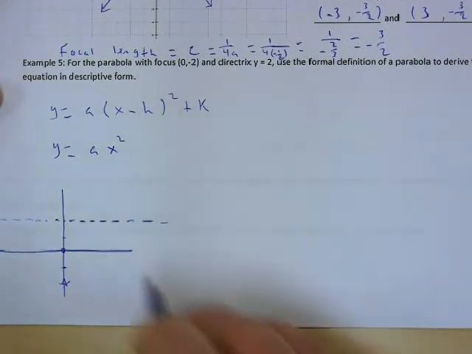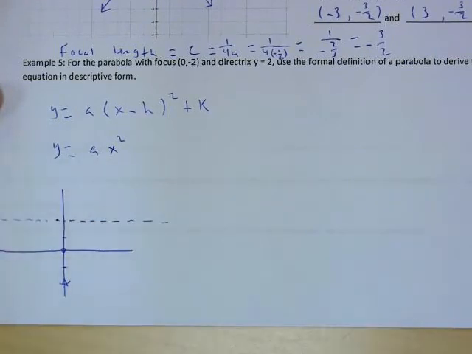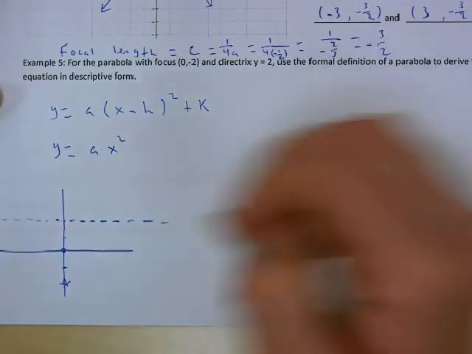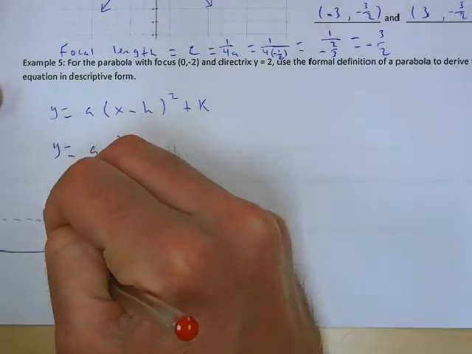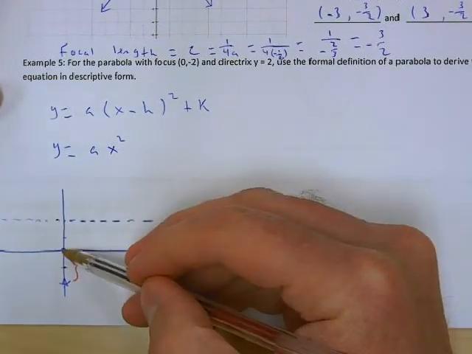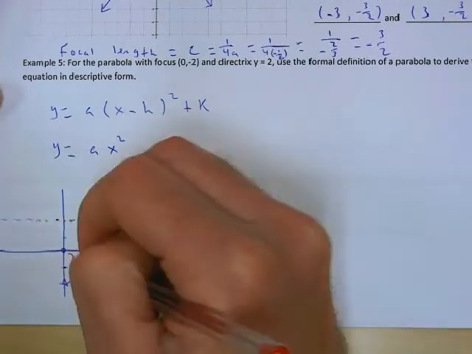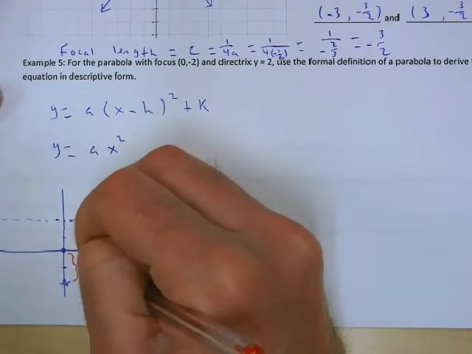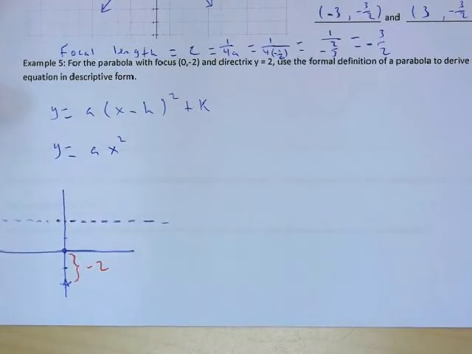Okay, so great. Now I just need to know what's my a value. And then how do we figure out that a value? Well, like we talked about earlier, we can find the a value if we know the focal length. What is the focal length? How far is it from my vertex to my focus? Well, this is at (0, 0). This is at (0, -2). So then it's negative 2. Now you can use negative 2 or positive 2.